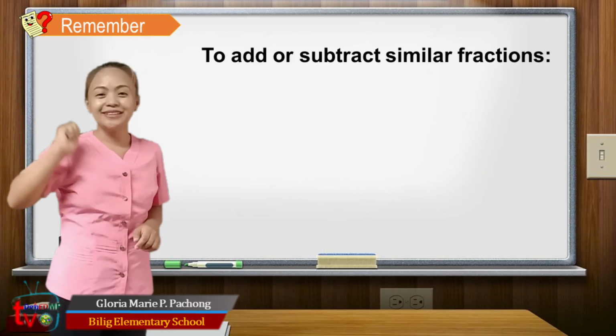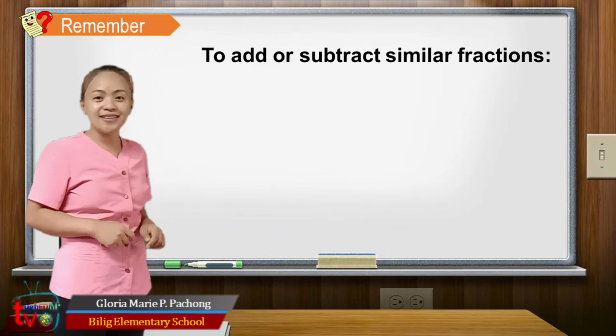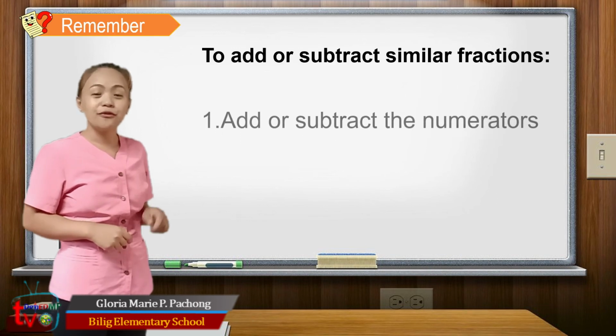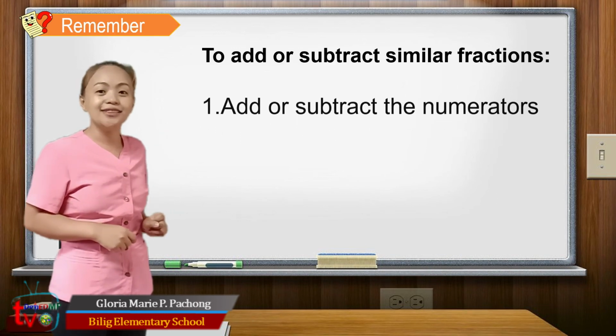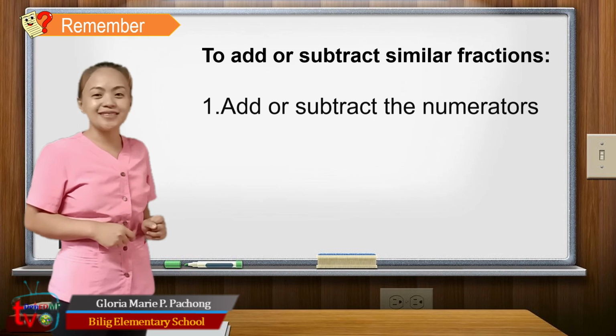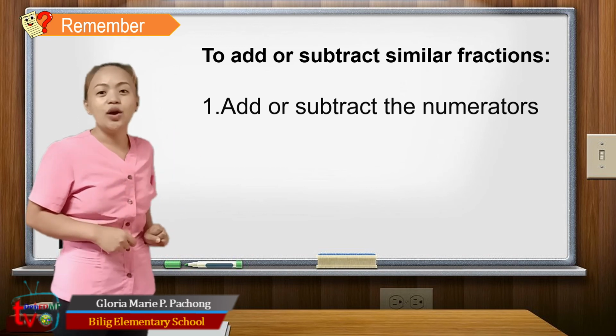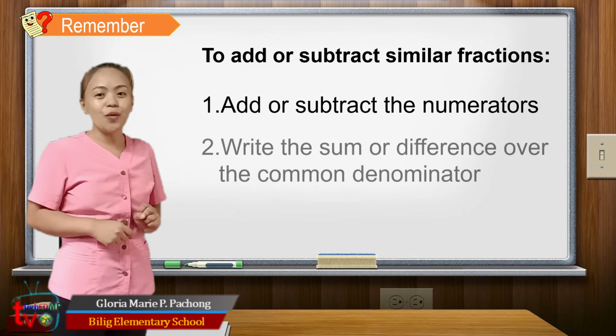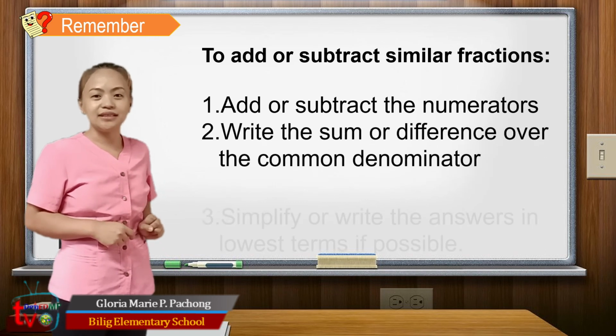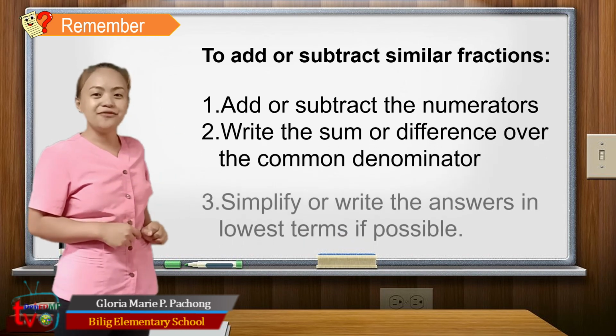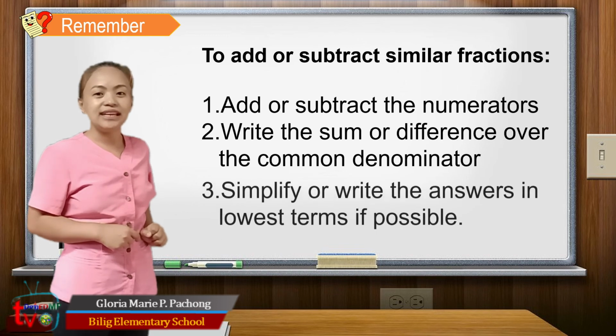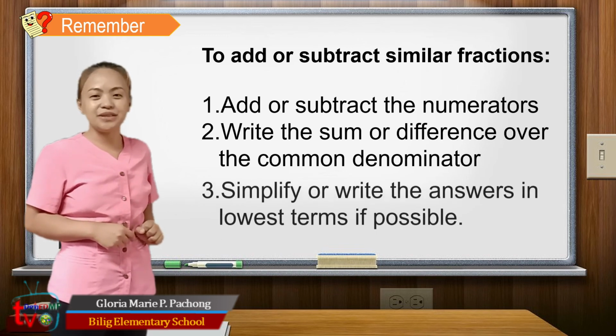Always remember to add or subtract similar fractions. First, add or subtract the numerators. Second, write the sum or difference over the common denominator. Third, simplify or write the answers in lowest terms if possible.